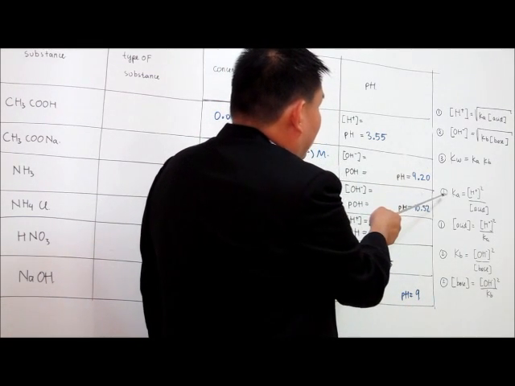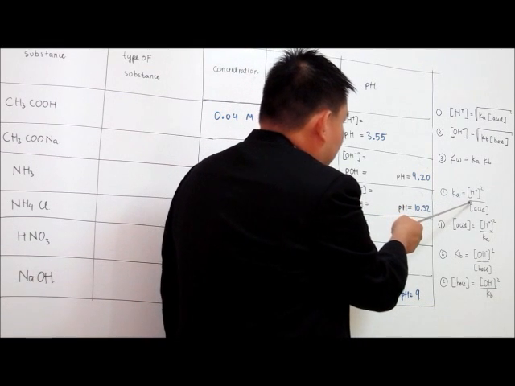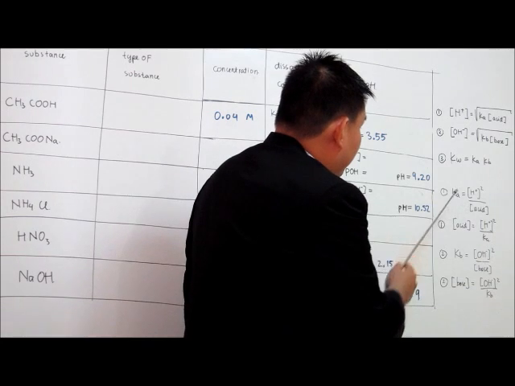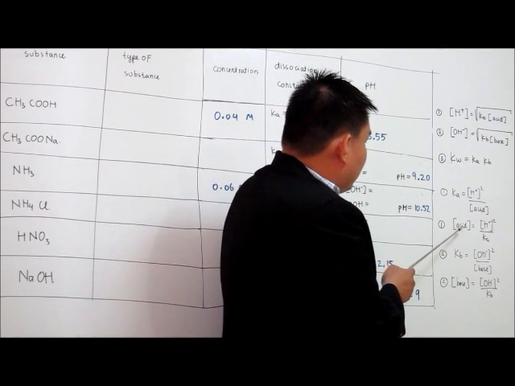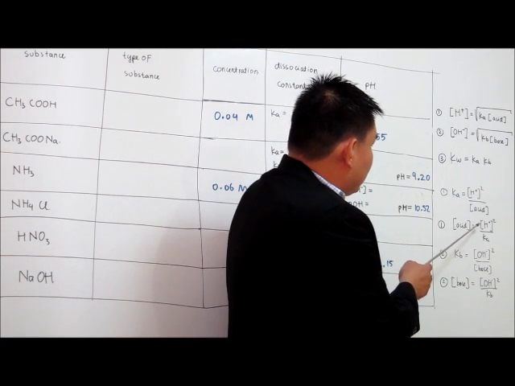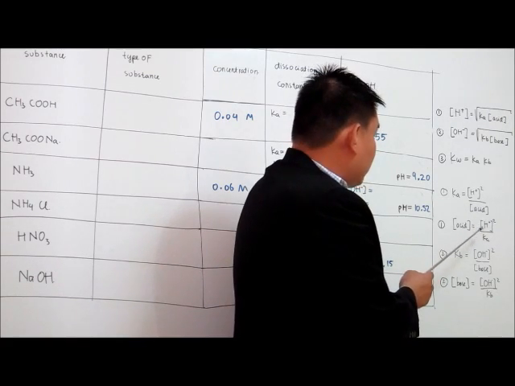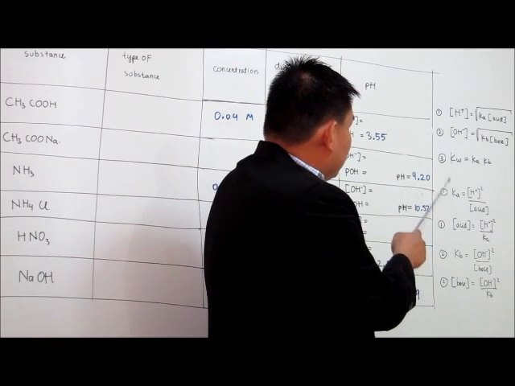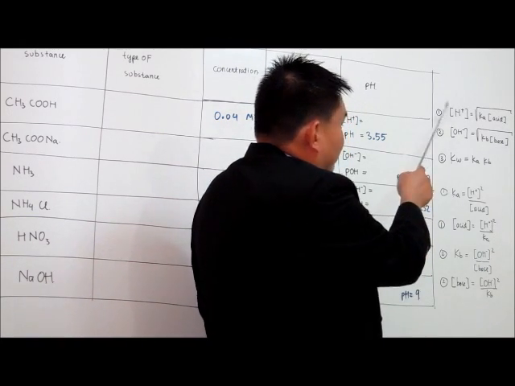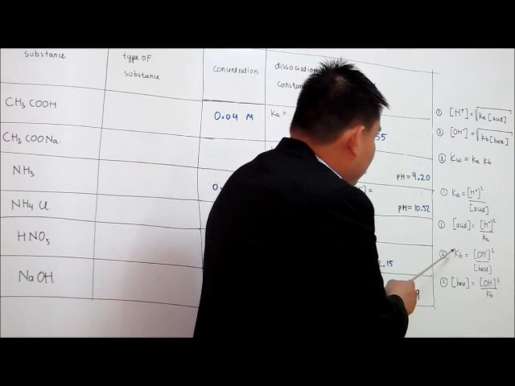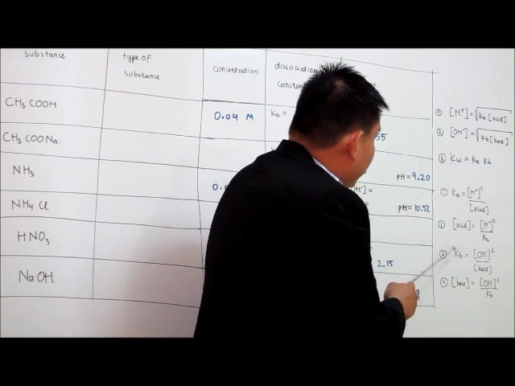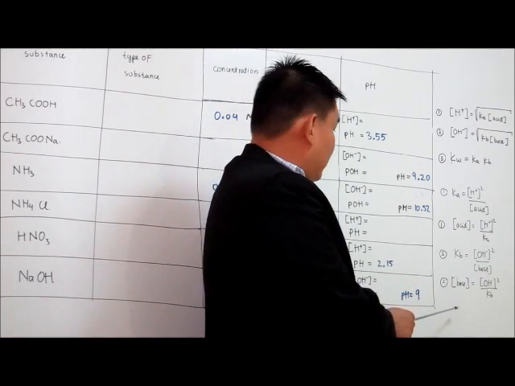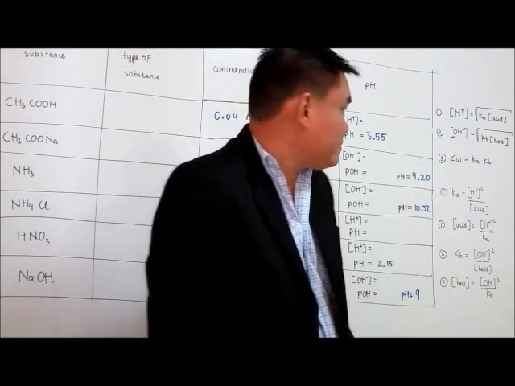This is how we modify formula number 1. Ka is concentration of H plus square over acid, and concentration of acid is equal to concentration of H plus square divided by Ka. So these two formulas are derived from formula number 1. Similarly, we can do the same thing for formula number 2. We can make Kb the subject or concentration of base the subject.